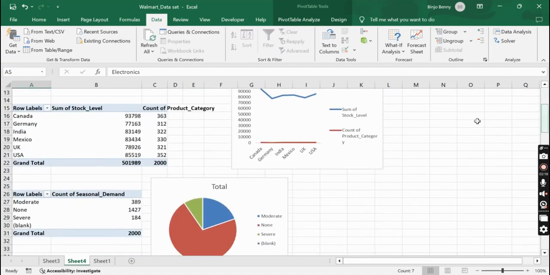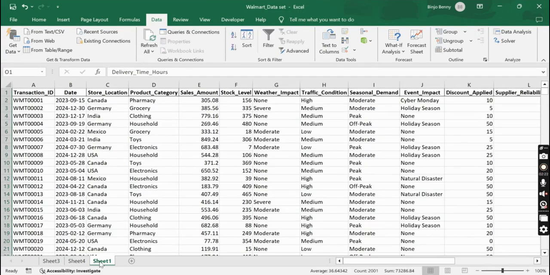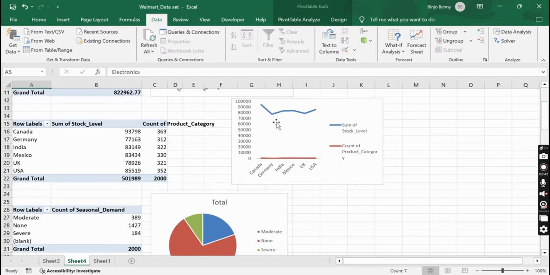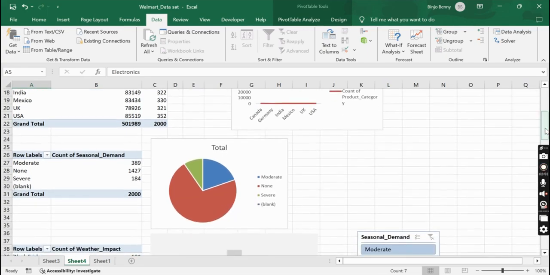Next we are finding out the stock level analysis. Basically, we are assessing the stock level of each product across various locations and product categories. This is a count of the product categories, then the stock level, and then the countries where it is provided. In this graph we can see how the goods have been allocated, along with the stock level and the product category.